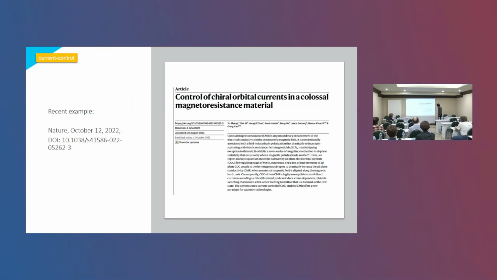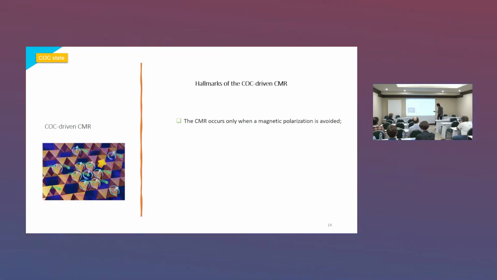So this is the work where we recently used small current to control colossal magnetoresistance in this material. This paper was published on October 12th, so just a few days ago. This material actually shows a wide range of striking phenomena. So let me first summarize what we have seen, then we talk about the details.